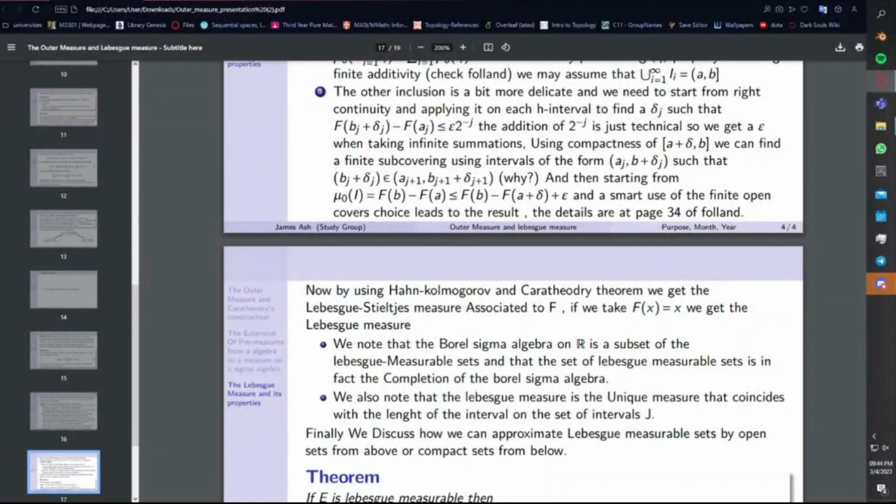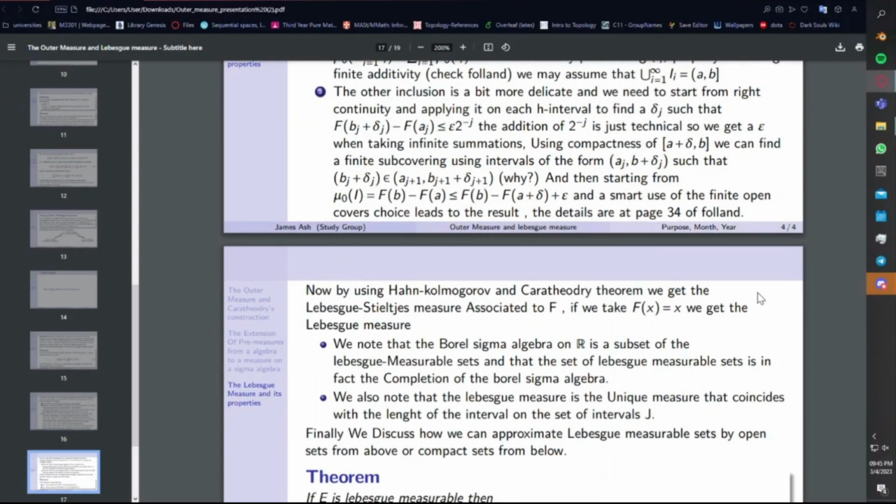Because if you take our definition of the set function, you're going to get the measure of any interval (a, b) is going to be f(b) minus f(a), which is just b minus a. So you get the usual length of the interval. And it's also important to note that the Lebesgue measure is unique, which is again guaranteed by Carathéodory-Kolmogorov, because the Lebesgue measure is sigma finite.